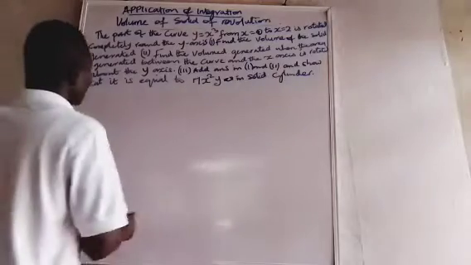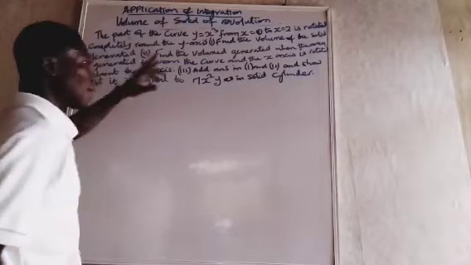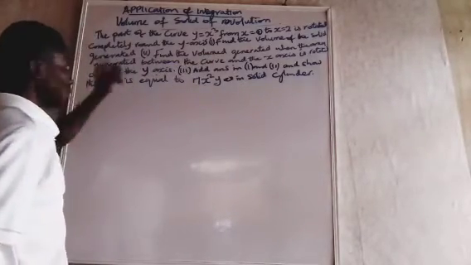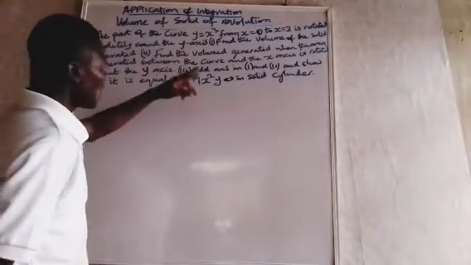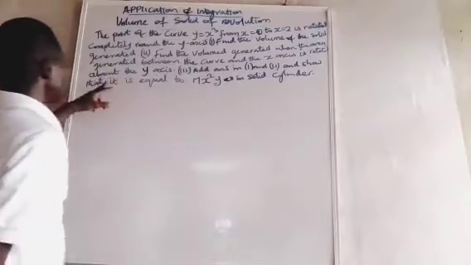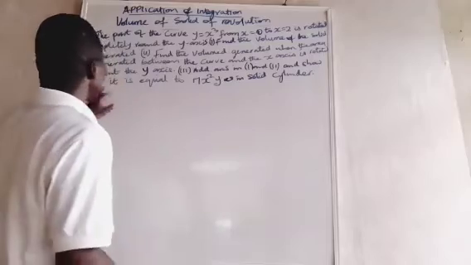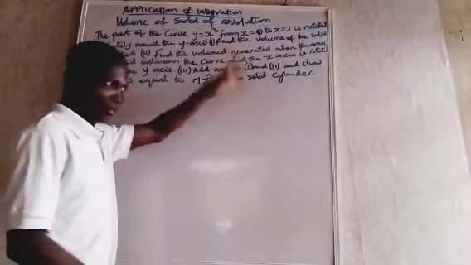The part of the curve y equals x cubed from x equals 0 to x equals 2 is rotated completely round the y-axis. 1. Find the volume of the solid generated. 2. Find the volume generated when the area between the curve and the x-axis is rotated about the y-axis. Add the answers in 1 and 2 and show that it is equal to pi x squared y as a solid cylinder.